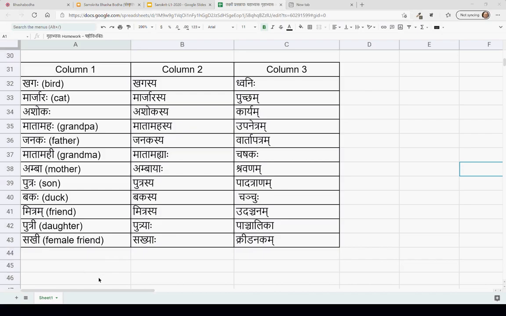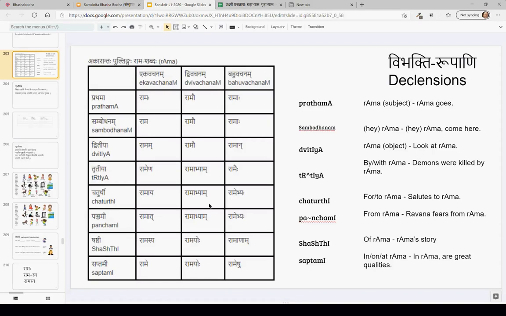So last week we had this homework on Shashti Vibhakti. So we are studying the Vibhaktis one by one, this Vibhakti table one by one. And Prathama Vibhakti, we started with the Prathama Vibhakti.